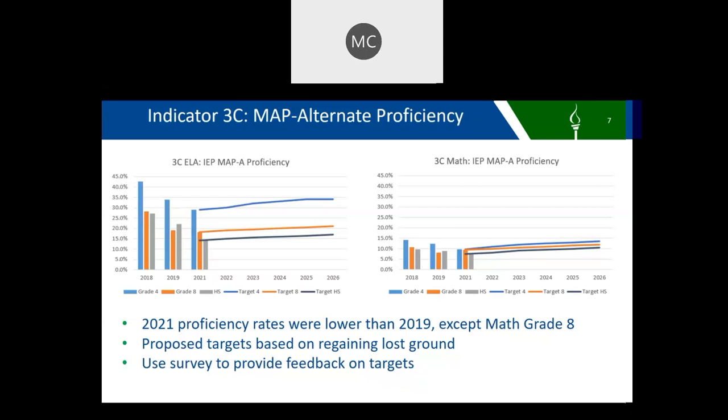Overall, the 2021 results were lower than 2019, presumably due to COVID-19. In general, the proposed targets are based on getting back to the 2019 proficiency levels within 2 or 3 years, but where there were larger decreases, we set the final year closer to 2019 levels.